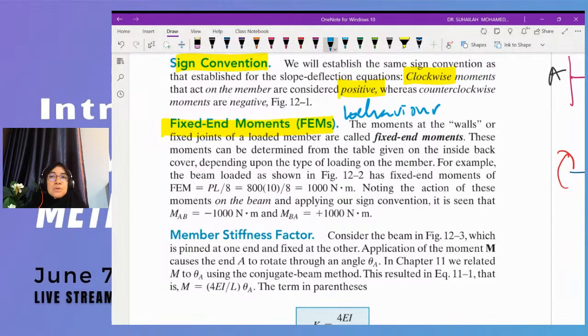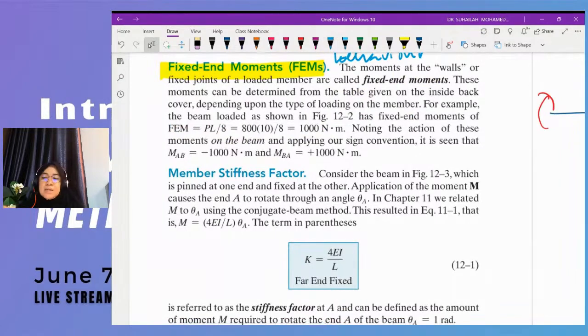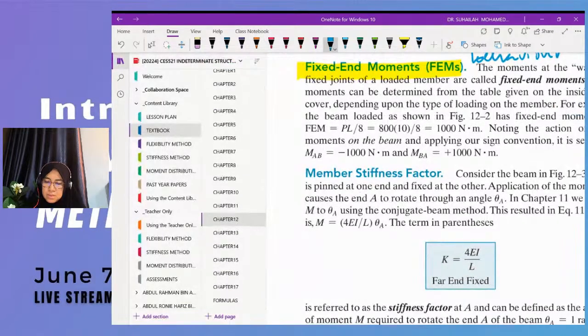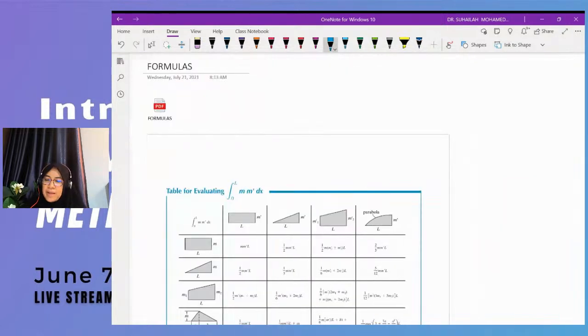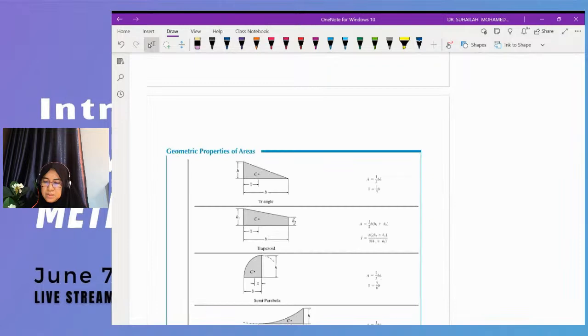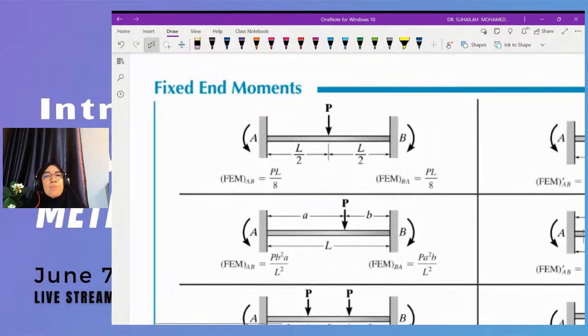Okay, so what is fixed end moment? We have the formula given in the final page of the textbook, which gives us the fixed end moment formula. This is fixed end moment.